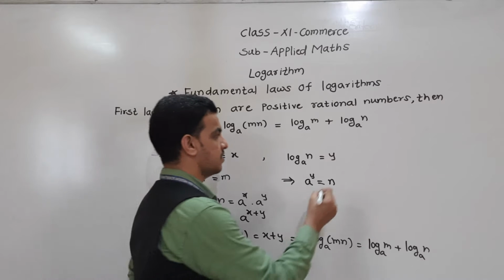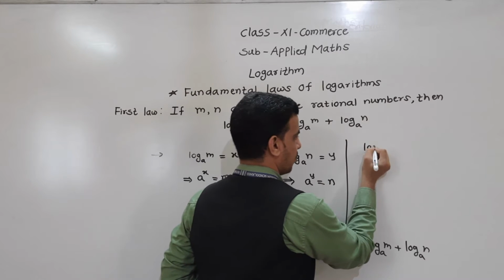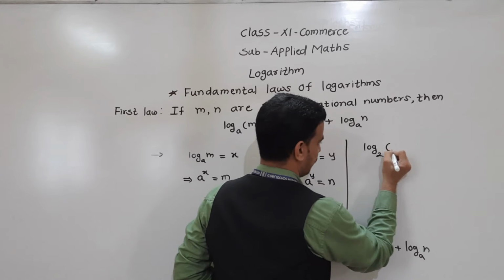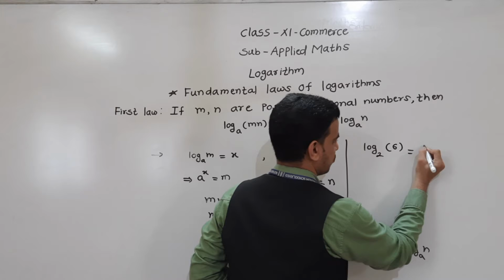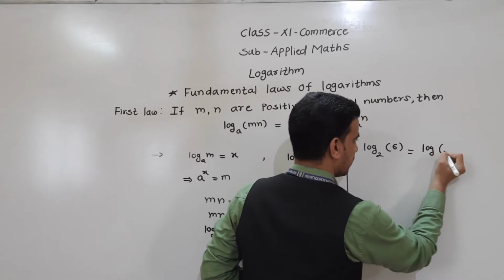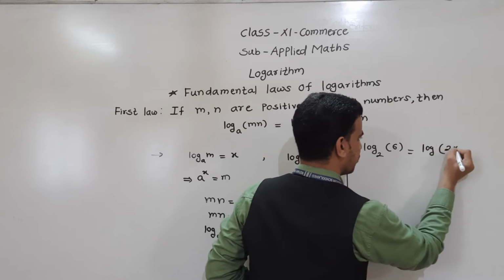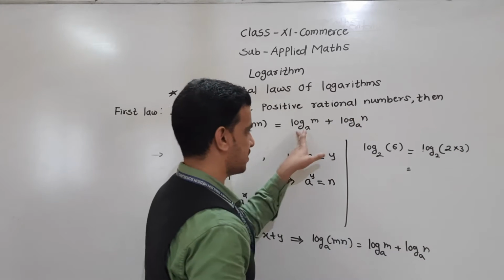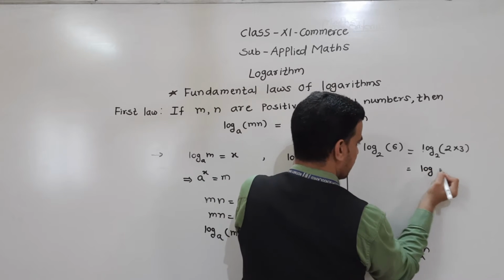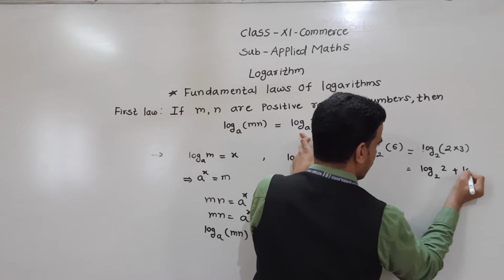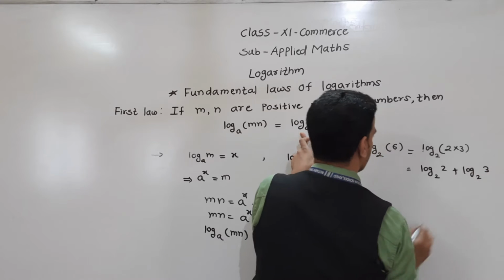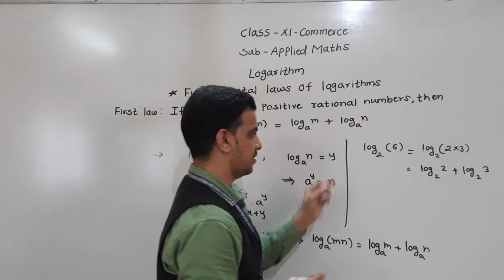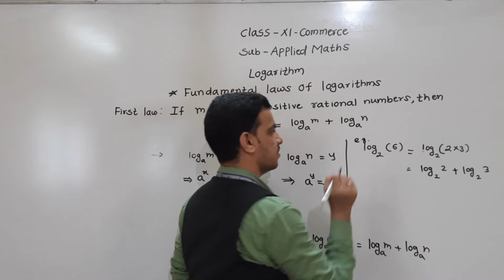Okay, understand this? Suppose we have log of 6 to the base 2. We can write 6 as 2 into 3 to the base 2, and this product we can write as a sum: log of 2 to the base 2 plus log of 3 to the base 2. Then we can simplify this. So this is an example of this law.